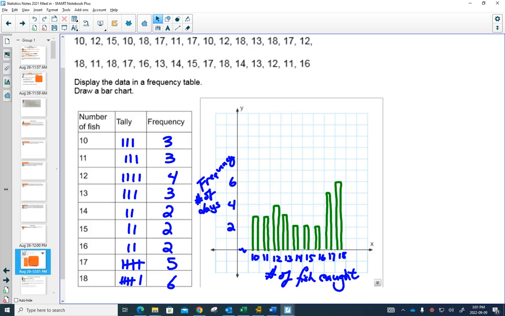And then there's been lots of arguments about how data is presented. Because if somebody wants you to see something, they can manipulate their graphs to push their point of view. So one of the things that we want to be is critical of how data is presented.